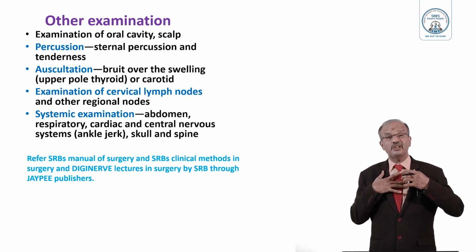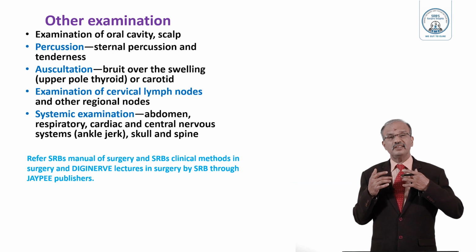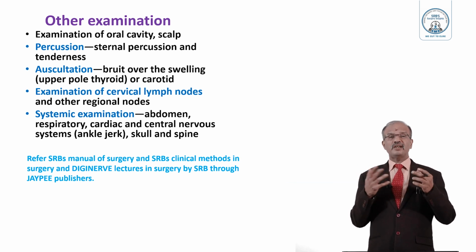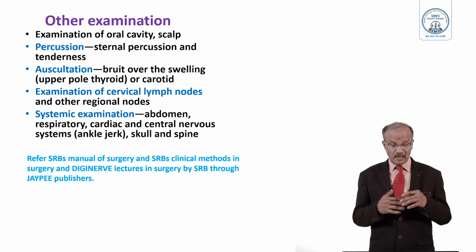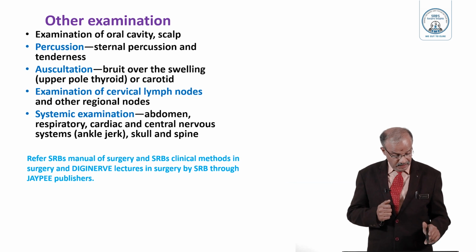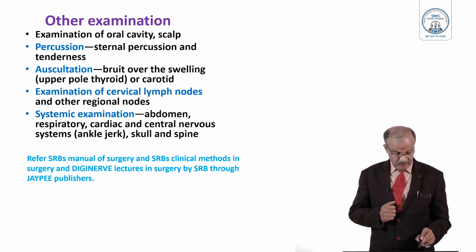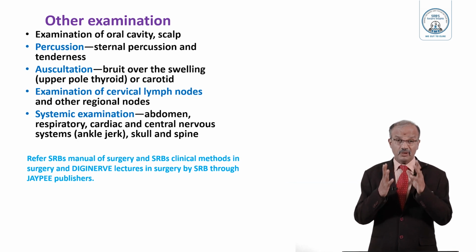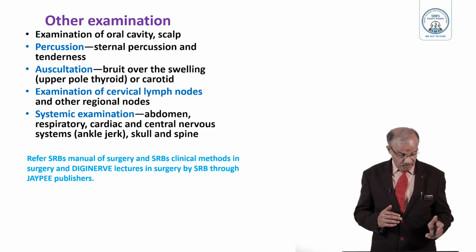The indirect method uses a percussing finger and a pleximeter finger. This is painful, but this is ideal. This is less painful, but you are percussing bone over bone. Both are in many books and both are accepted, but the standard is direct percussion. And auscultation, bruit over the swelling, I already told, superior pole, or carotid, because there is a narrowing, you can always see.